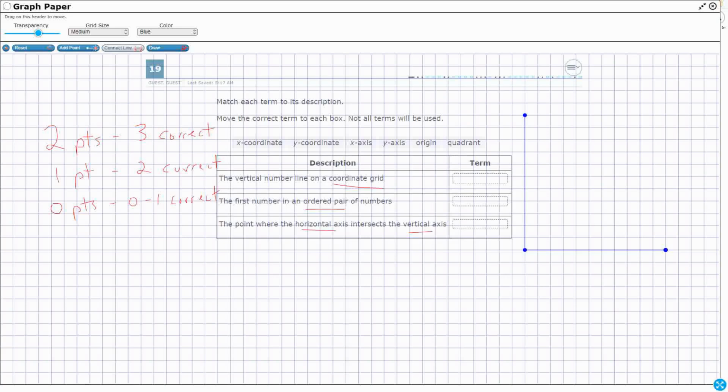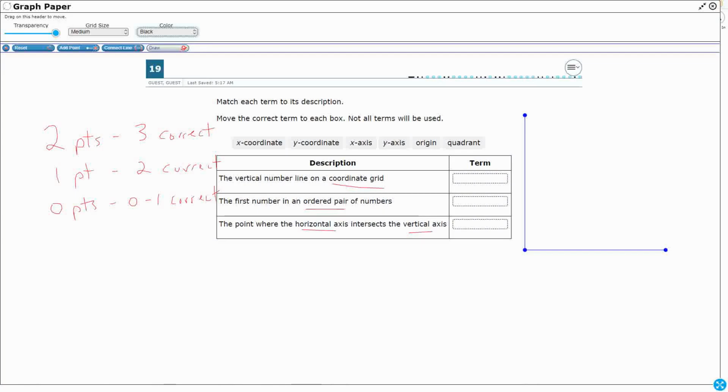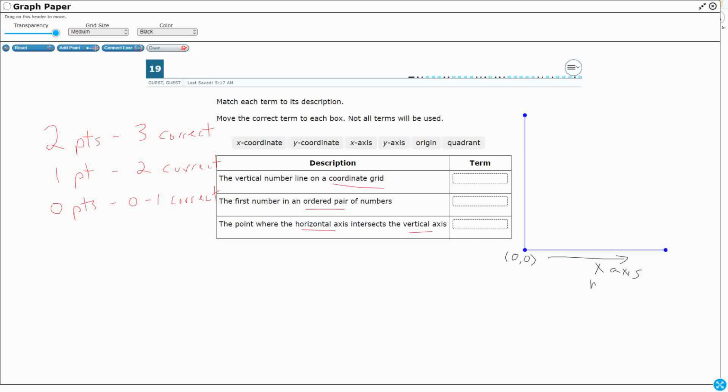All right, so let's label this. What do we know about this coordinate grid? Well, typically we would put a 0 right there, right? And this would actually be the 0, 0. Okay, that's where the two axes meet. And this right here is your x-axis. So that's horizontal. And then this up here is your y-axis. And it goes vertical.